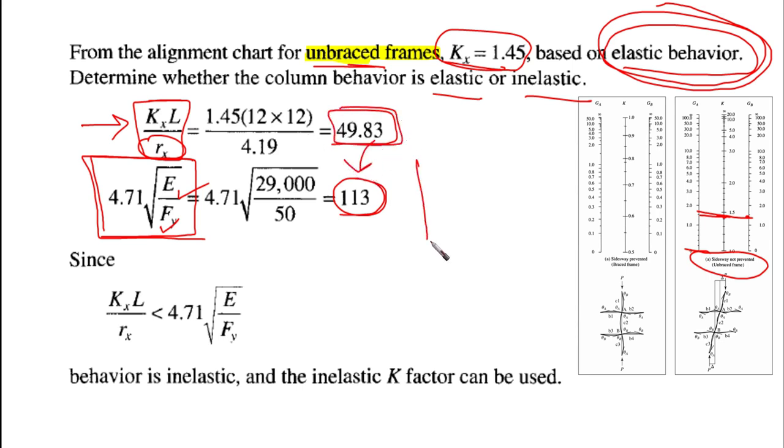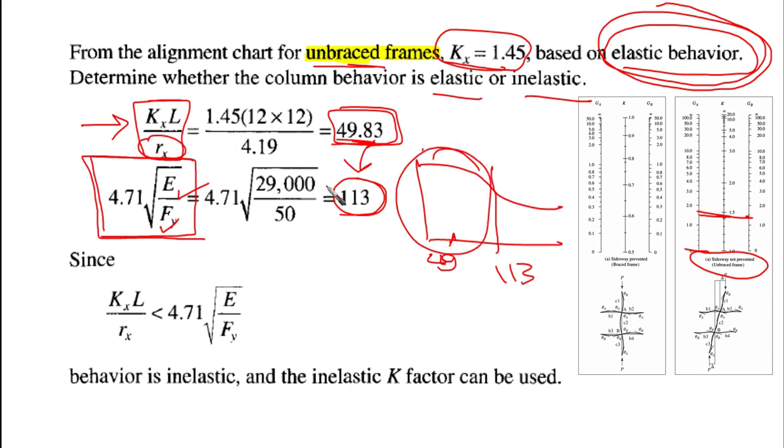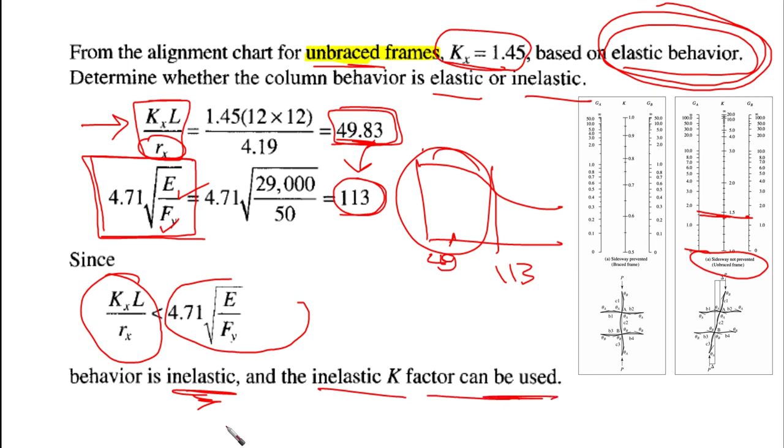So in our column, if you remember, it was something like this. The limit here is 113, and our case is here, 49 point something. So we are in the inelastic range. So as long as KxL over rx is less than our proportional limit, this means that we are in the inelastic range. The column behavior is inelastic, and the inelastic K factor can be used.